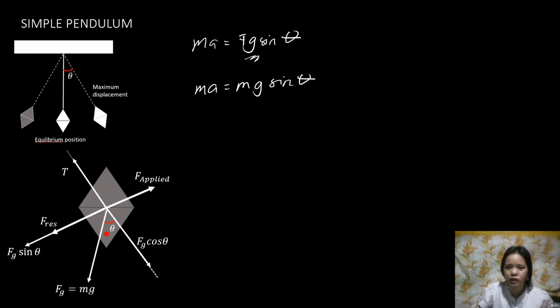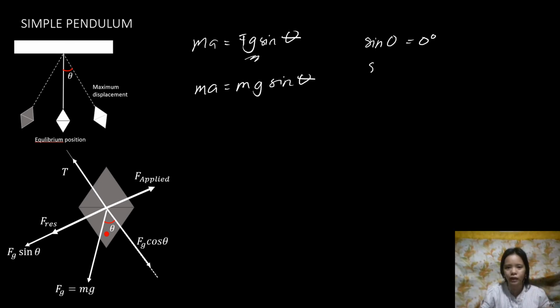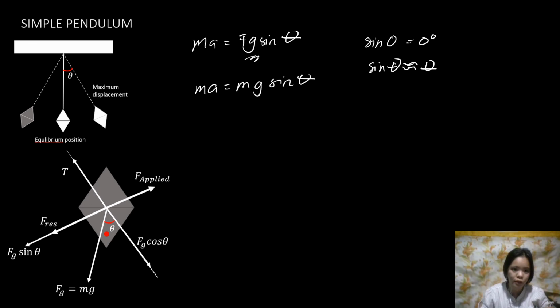So let us consider theta being a really small value. We know that sine 0 is equal to 0 degrees, while sine theta we can approximate as being near to theta, approximately theta. So let us consider ma as the force. So force is equal to mg theta.